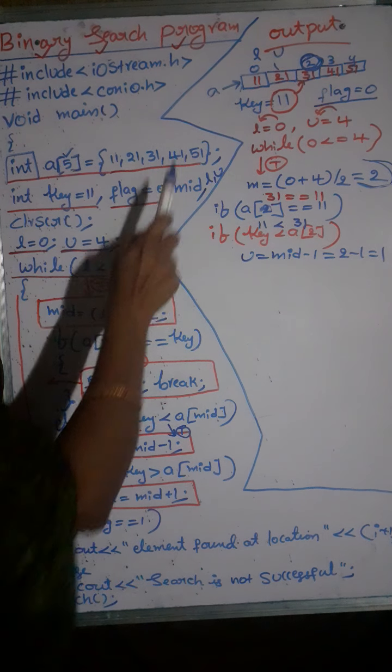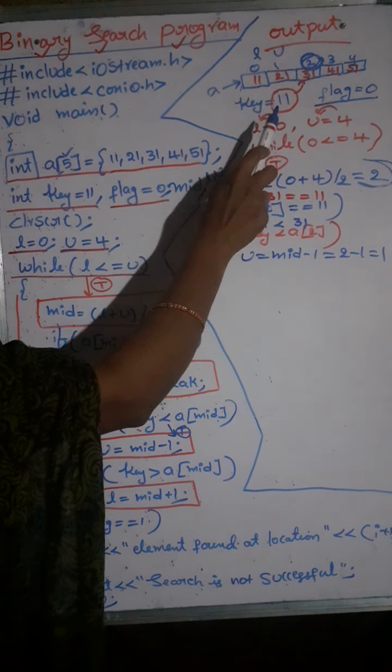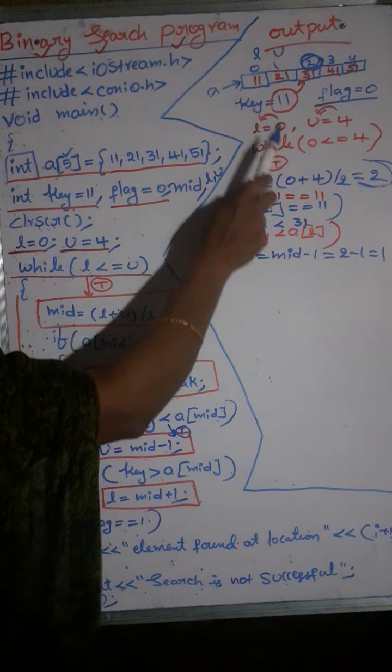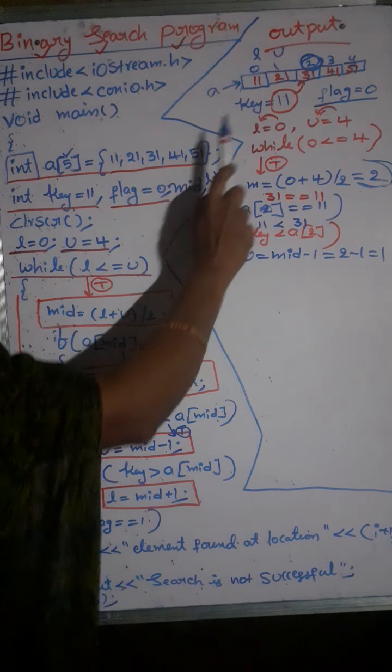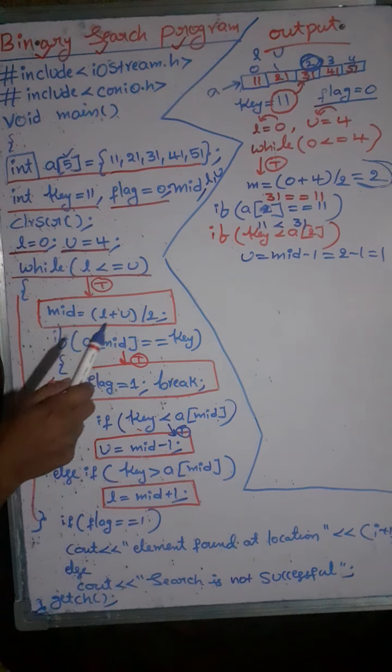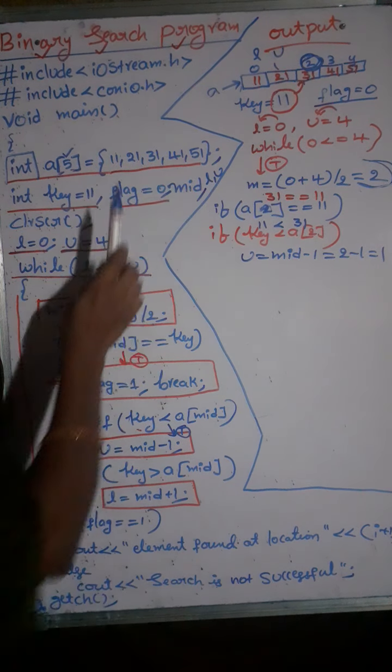Okay. And we know that all the elements are arranged in the sorted order, right? And here 11 is less than 31. So definitely it should come in the left part of the list. It will not come in the right part, right? Because 11 is less than 31, so it should come in this part.